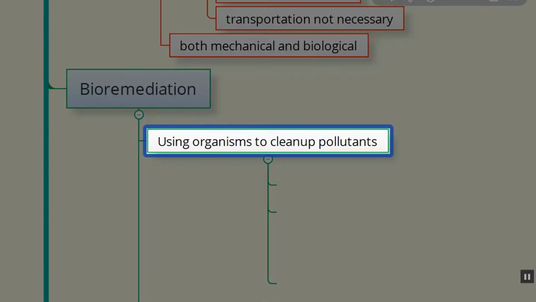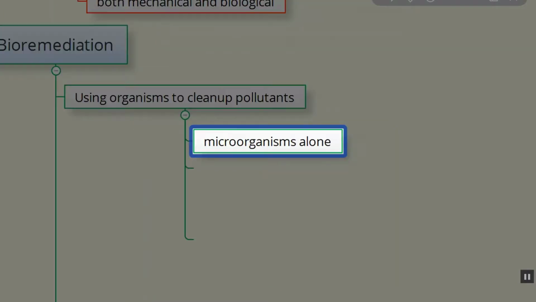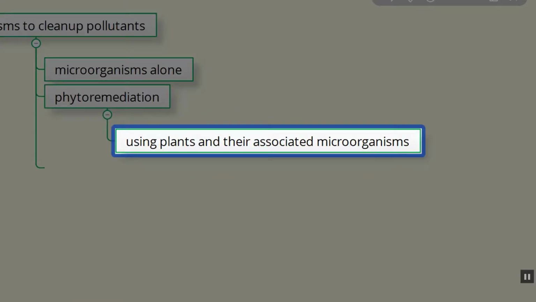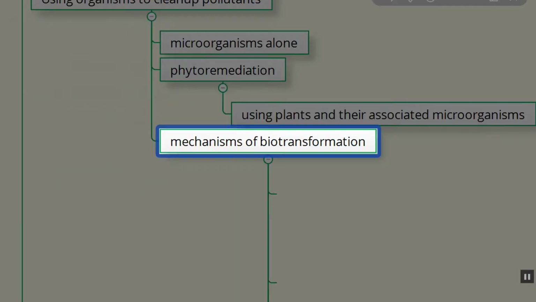So what is it? It's using organisms to clean up pollutants. That's what bioremediation is. It's using living things to clean up pollution. Microorganisms alone is one way. Phytoremediation is using plants, and you can be using plants and their associated microorganisms because plants don't do very much totally on their own. They need the microorganisms in the soil to help them, or in the water.